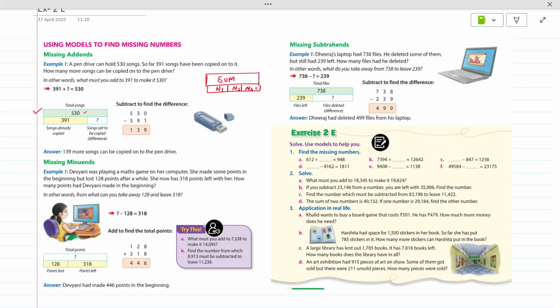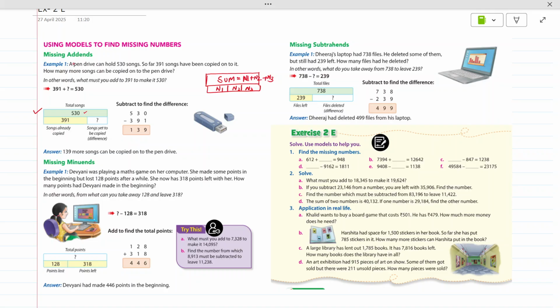In the case of the model, the sum is always, for example in this case, n1 plus n2 plus n3. So the total amount or the total sum is present in the upper part of the model, and the numbers whose addition is being done are present in the lower part of the model. Okay, so let us start now.